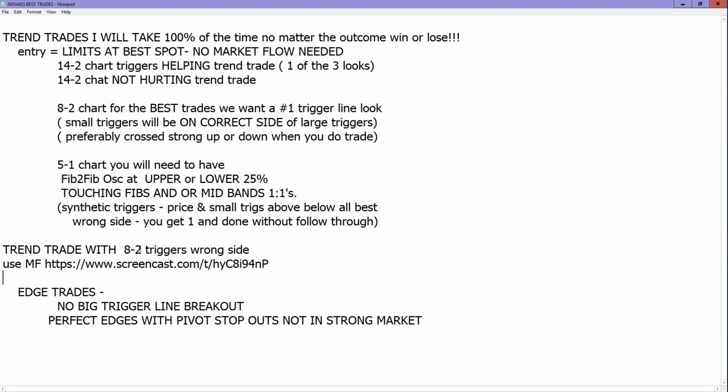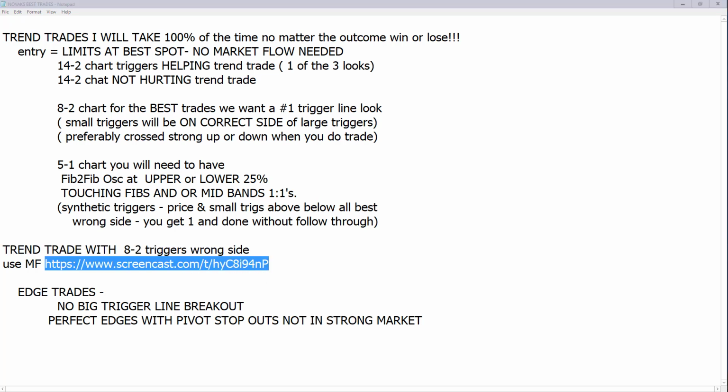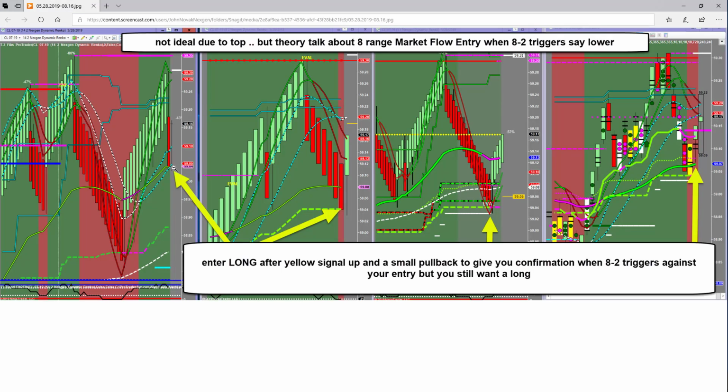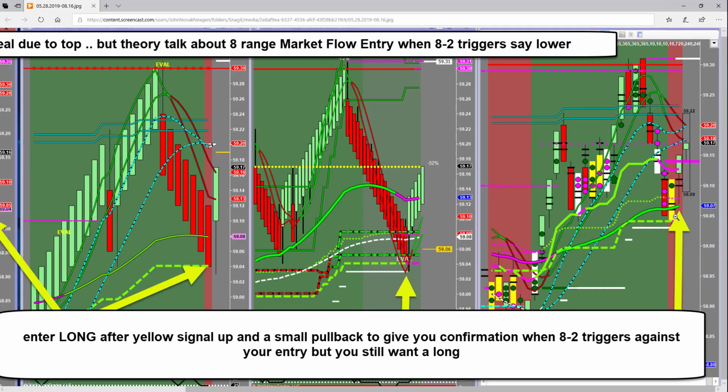Now, if we have a trend trade with the 8-2 triggers on the wrong side, we're going to use the market flow chart. So again, I made a little picture to this just so you guys can have a visual. Assuming you want to take a long trade, here, watch. So look at your 14-2 chart first, most important. Assuming you want to take a long trade, but your 8-2 triggers are below. In this situation, if there was a circle, let's say, then you would look for the market flow to generate a signal instead of just jumping in.